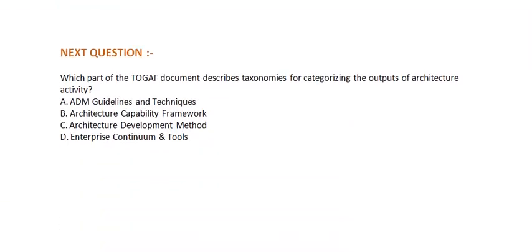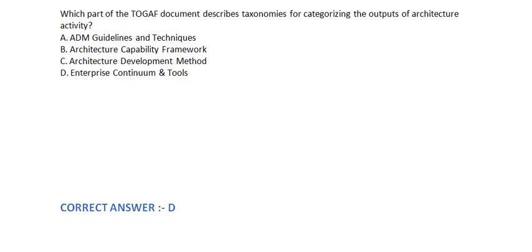Next question is, which part of the TOGAF document describes taxonomies for categorizing the outputs of architecture activity? Option A, ADM guidelines and techniques. Option B, architecture capability framework. Option C, architecture development method. And option D, enterprise continuum and tools. The correct answer is option D.